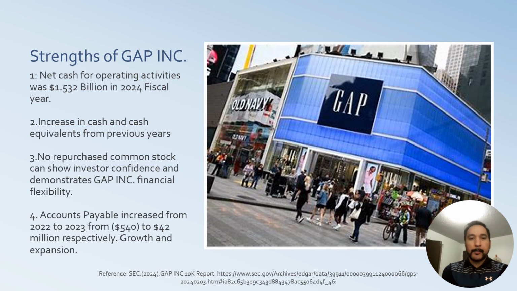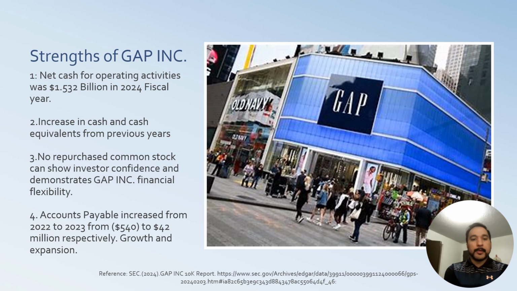As we know, Gap Inc. is a large retailer here in the United States, and I'm going to go over a couple of the strengths that they've shown through their 10K statement of cash flows. The first one is their net cash for operating activities was 1.532 billion in the 2024 fiscal year. That is a large improvement from years prior. So it's a good indicator that the business is doing financially better than in previous years. These are increases in cash and cash equivalents from the previous years.